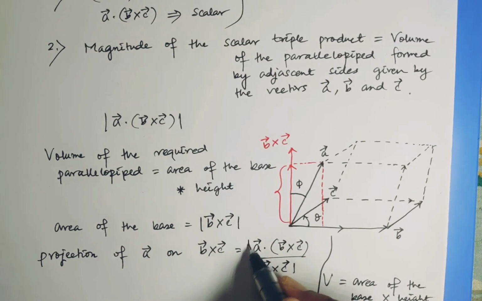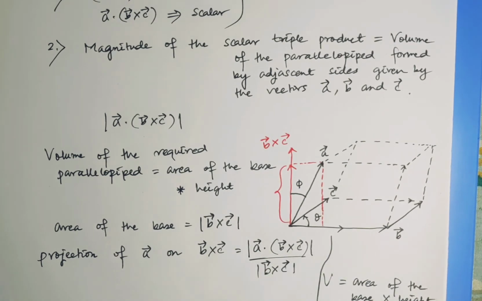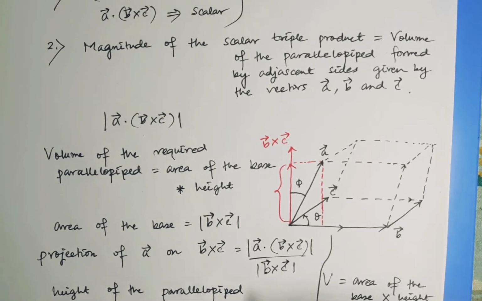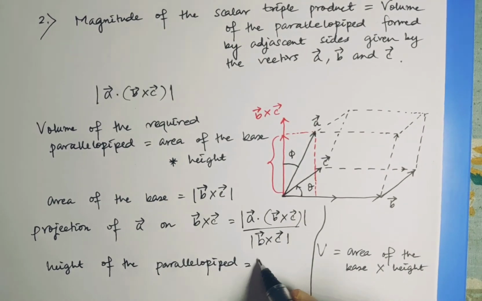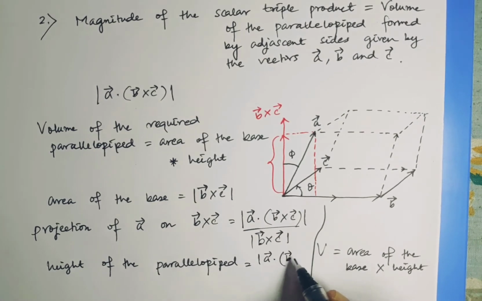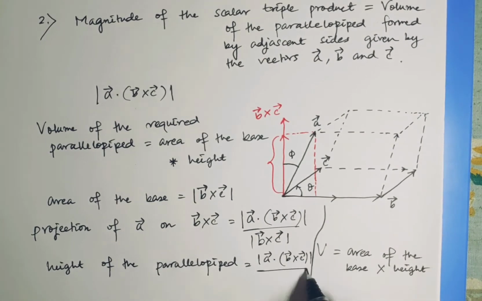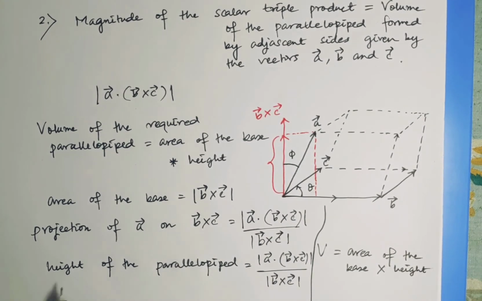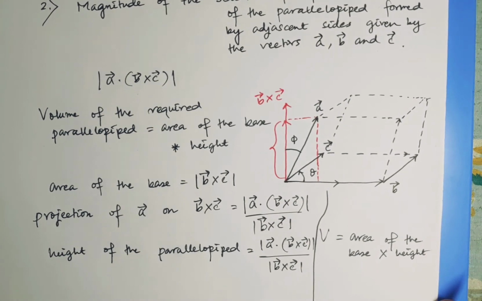So let's just write this thing. We will be dealing with magnitude. I will tell you the reason why we are writing the magnitude. So this is equal to what? Height of the parallelepiped is equal to magnitude of A dot B cross C divided by magnitude of B cross C. Since we are dealing with height, we will write the magnitude. It can be a negative value also, that's why I'm writing magnitude in here.